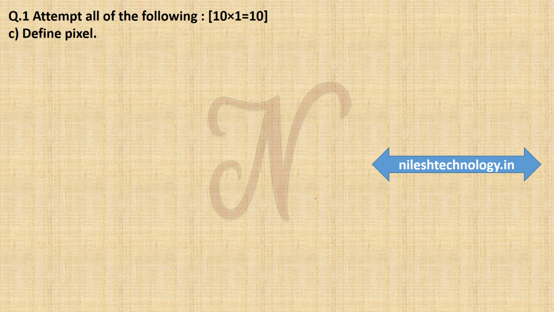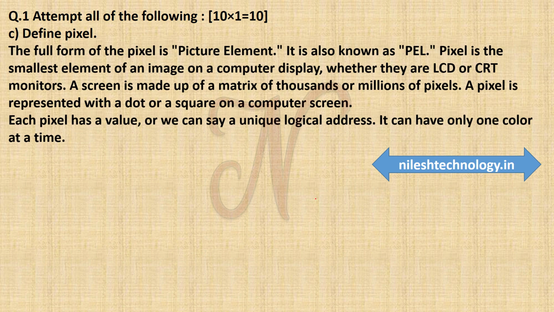Define the pixel. The full form of pixel is picture element. It is also known as a PEL. A pixel is the smallest element of the image on a computer display, whether LCD or CRT monitor. A screen is made up of a matrix of thousands or millions of pixels. A pixel is represented with a dot or a square on a computer screen. Each pixel has a value, we can say a unique logical address, and it can have only one color at a time. This is the description of the pixel.